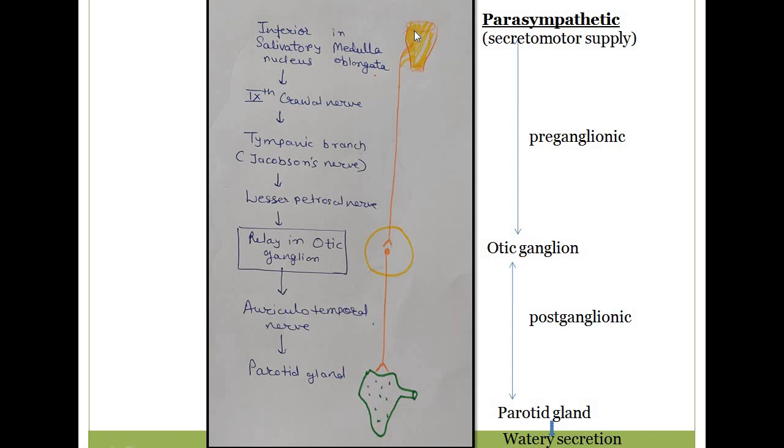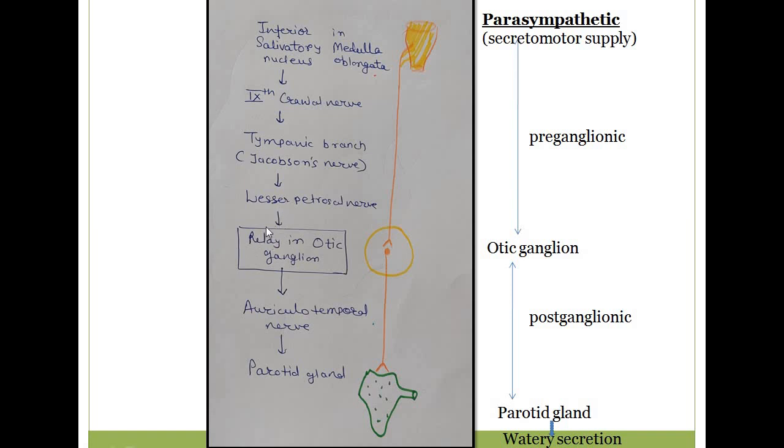From the medulla oblongata, there is the inferior salivary nucleus. A nucleus means an aggregation of nerve cell bodies inside the medulla oblongata. From the inferior salivary nucleus, the preganglionic fibers emerge. They pass through the 9th cranial nerve, the glossopharyngeal nerve. From there, the tympanic branch, that is Jacobson's nerve, will be there. Then there is the lesser petrosal nerve, and this lesser petrosal nerve will relay in the otic ganglion.